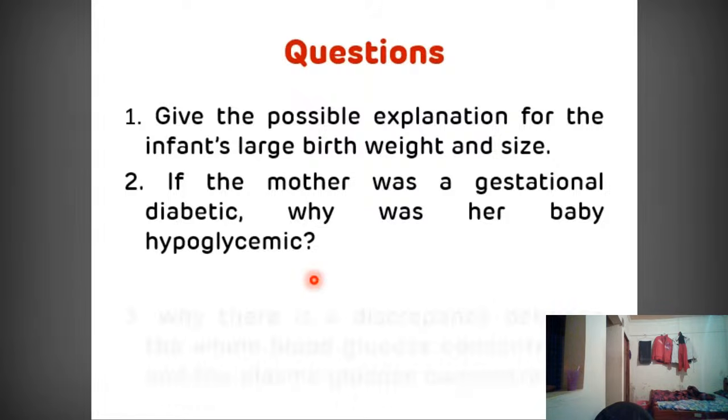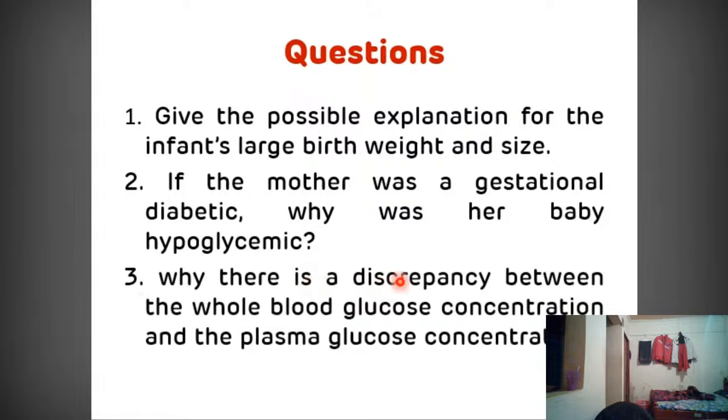Fine. Third question, why is there a discrepancy between the whole blood glucose concentration and plasma glucose concentration? So this discrepancy is because plasma contains more water as compared to whole blood. So that is the reason for the discrepancy between whole blood glucose and plasma glucose. In the investigation part, we have seen that whole blood glucose is quite low as compared to the plasma glucose because plasma contains more water. And so that is a possible reason.